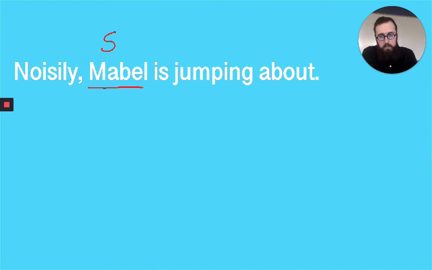Jumping tells me about the subject, tells me what they're doing. So that is my predicate verb. Is a helping verb. So I'm going to double underline it and then put a lowercase hv for helping verb. Now start at the back of your sentence and do all the modifiers, because now I have all my principal elements, the subject and the predicate.